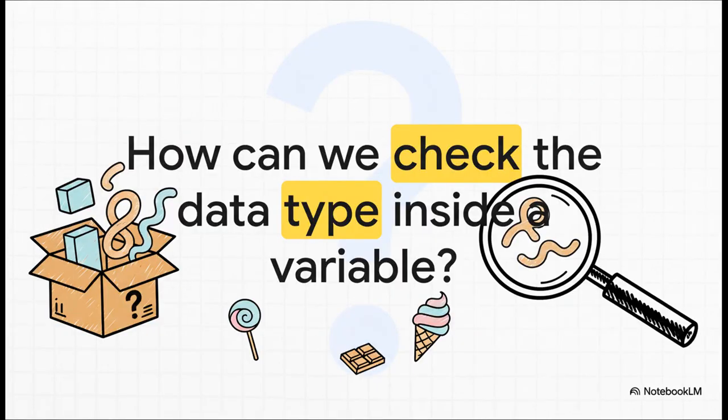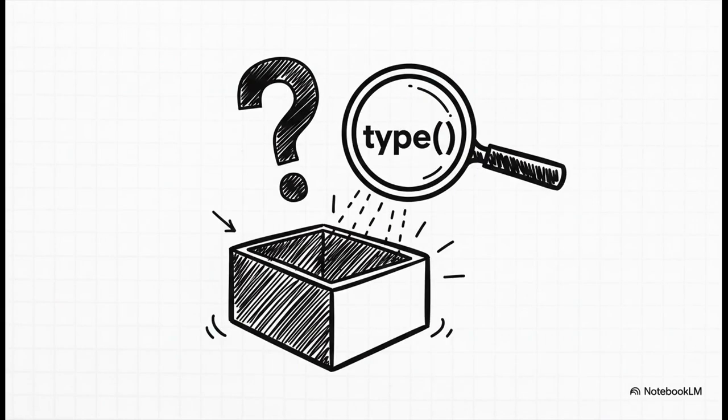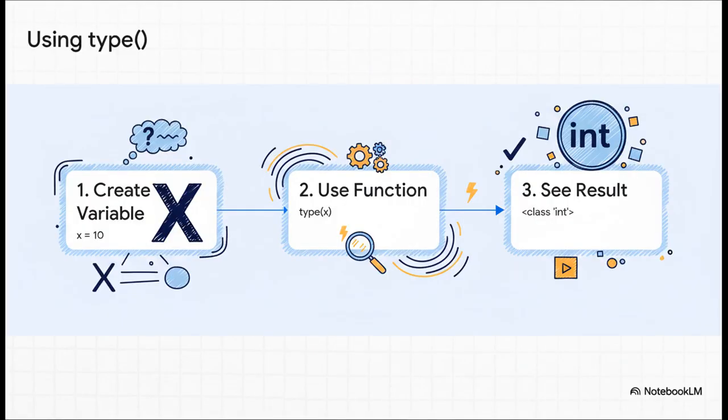Okay, but what if you're working with some code and you find a variable, but you're not totally sure what's inside it? Is it a number? Is it text? How can you kind of peek inside that box and check what flavor of data you're dealing with? Well, lucky for us, Python has a perfect little built-in tool for this. It's a function called type. You just hand it any variable you want, and it'll tell you exactly what kind of data is inside. Super useful.